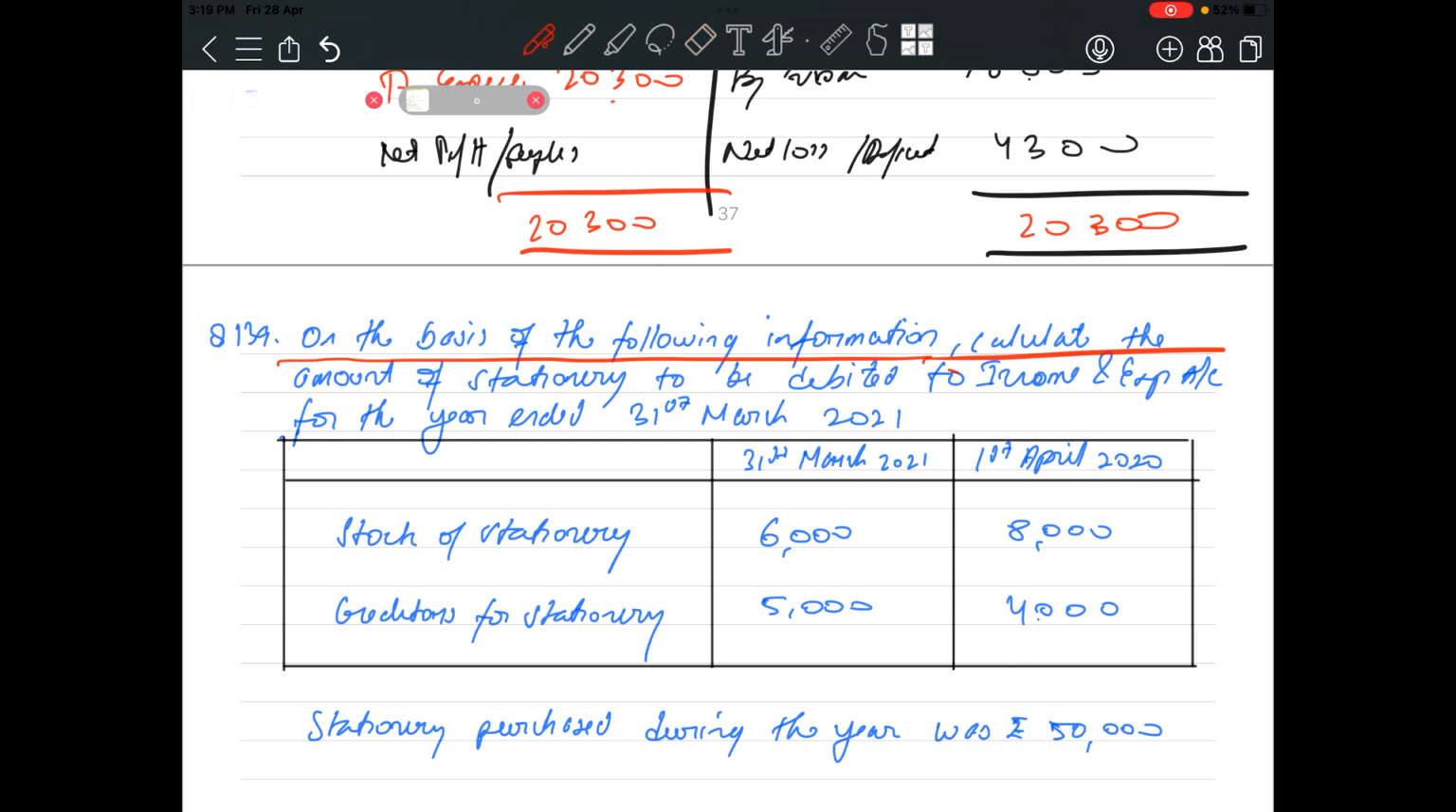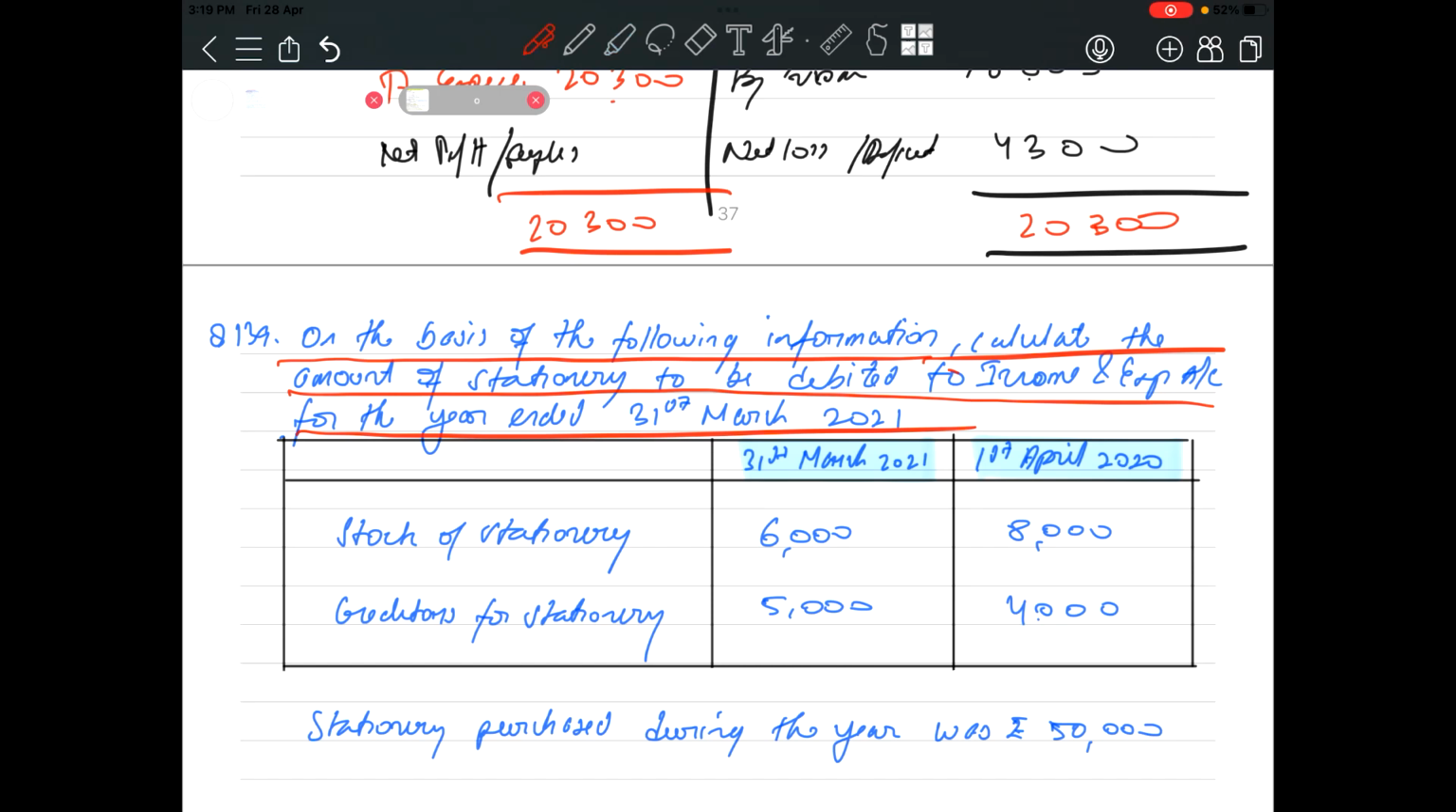Amount of stationery to be debited to income and expenditure account for the year ended 31st March 2021. Okay, now here is 31st March 2021. We have to calculate the cost of stationery consumed. But one area where you have to be very careful is, see, 31st March 2021 and 1st April 2020.